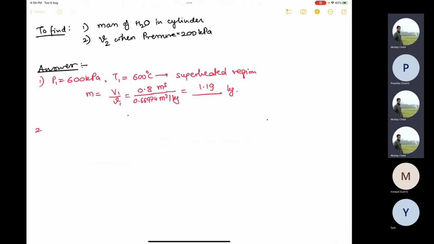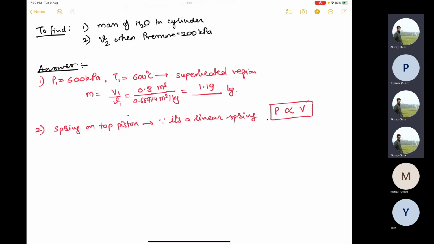So this is your first part. Now the second part. Second part is regarding the specific volume in the end. So again, here we have a spring on top of the piston, and since it's a linear spring, which is what we take in this course, we don't take any other type of spring. So if this is the case, then essentially your pressure of the system is linearly proportional to your volume of the system.